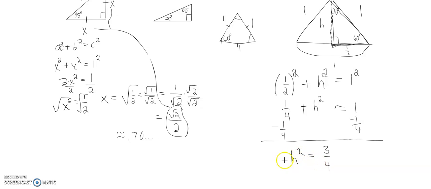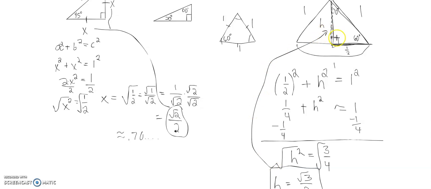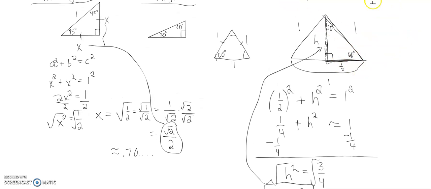And if we take the square root of both sides, similar to what we did over here, we get that h is the square root of 3 over the square root of 4, but the square root of 4 is just 2. So we end up getting h is the square root of 3 over 2. So that is the height of this triangle right here. In other words, that is the side length that will be across from a 60-degree angle in a 30, 60, 90 triangle. And 1/2 is the side length that's across from a 30-degree angle.